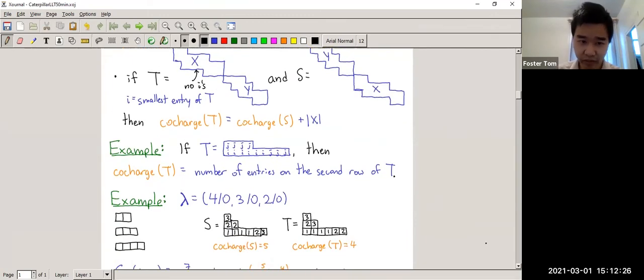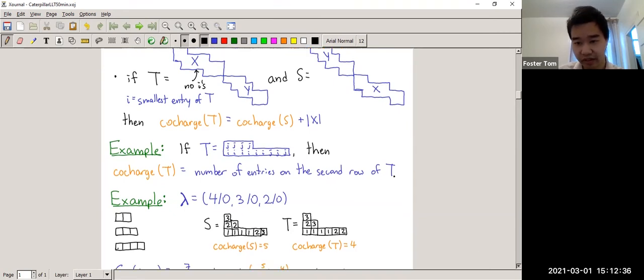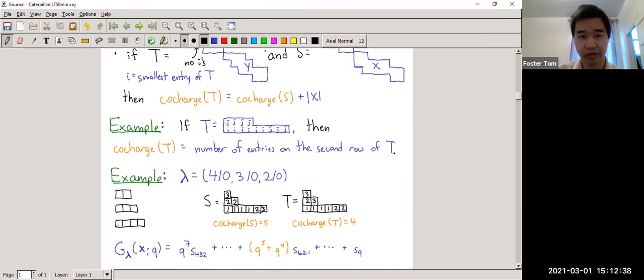And just to give a bit more of an example of this, if I have this tuple of rows on the left, so these are sort of left justified, then if I want to calculate the coefficient of, for example, S_621, then I'm going to write down all of the tableaux with shape 621 and of weight 432, which are these row lengths here. So there are two such tableaux. We've got S and T here. And we calculate the cocharge, and this gives us the coefficient of S_621.